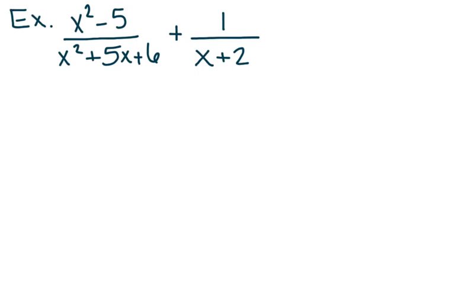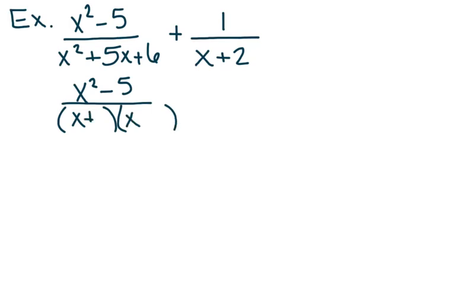Alright, so here's our next problem. If you'll notice, on the bottom of this one is a quadratic. Because we don't actually see it in its factored form, you can't really figure out what the denominator needs to be. So the first thing I'm going to do is factor this completely. I need two numbers that multiply to give me 6 and add to give me 5. Those numbers are 3 and 2.